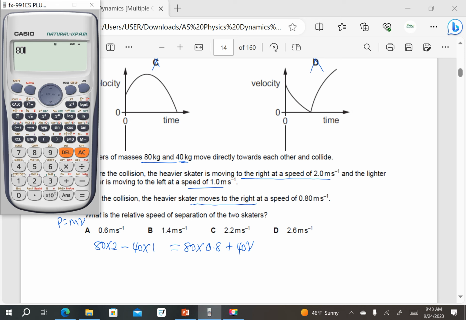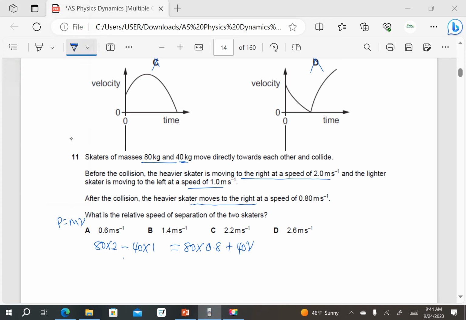So let's first press the calculator and find V. We have 80 times 2 minus 40, then we subtract 80 times 0.8 on the other side, 56, then I divide this by 40. So this is giving me V as 1.4, and it is positive, so it is to the right. So V is equal to 1.4 meters per second. Because it's positive, it is to the right, because I consider the velocity to the right positive.